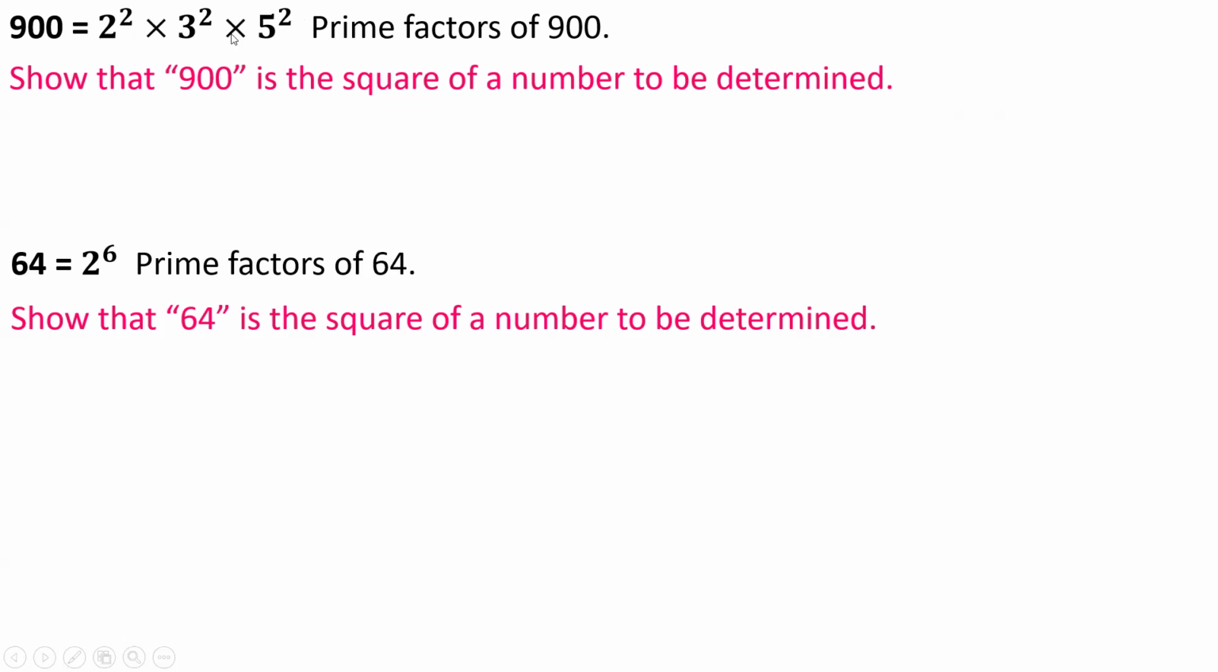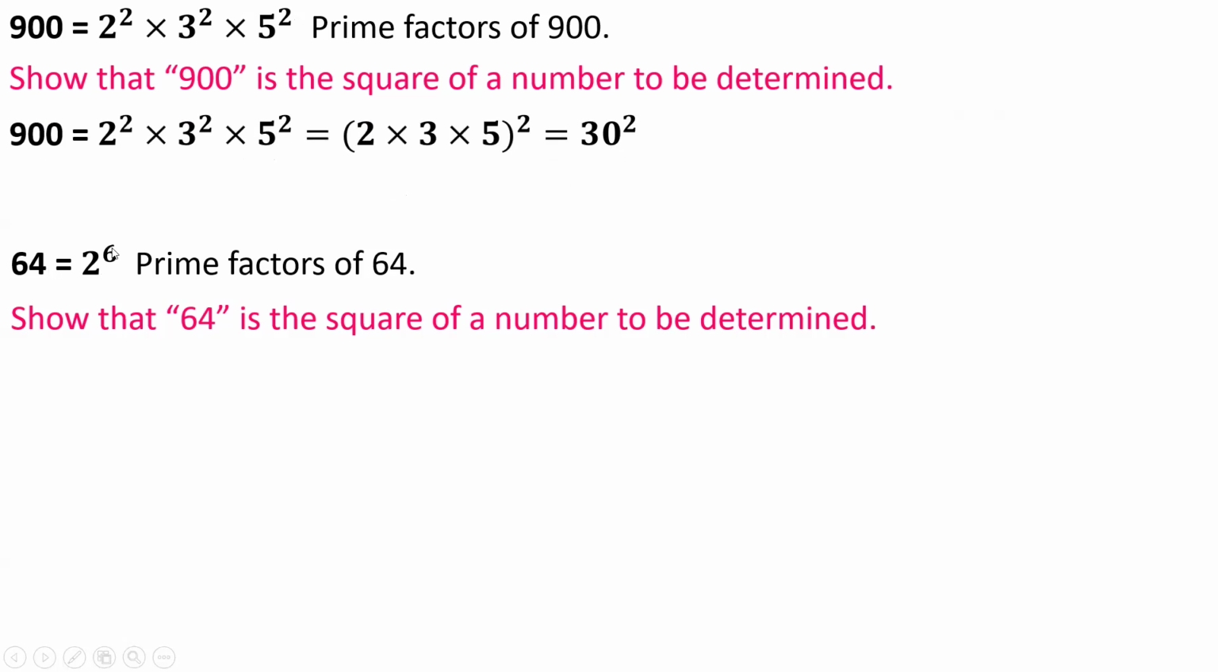So I here apply a rule of power that we learned before. I have different bases, same exponent. So I apply the rule, I multiply the bases, and I keep the exponent as it is. So after this, I find that 900 is the square of 30. So 30 square is equal to 900.